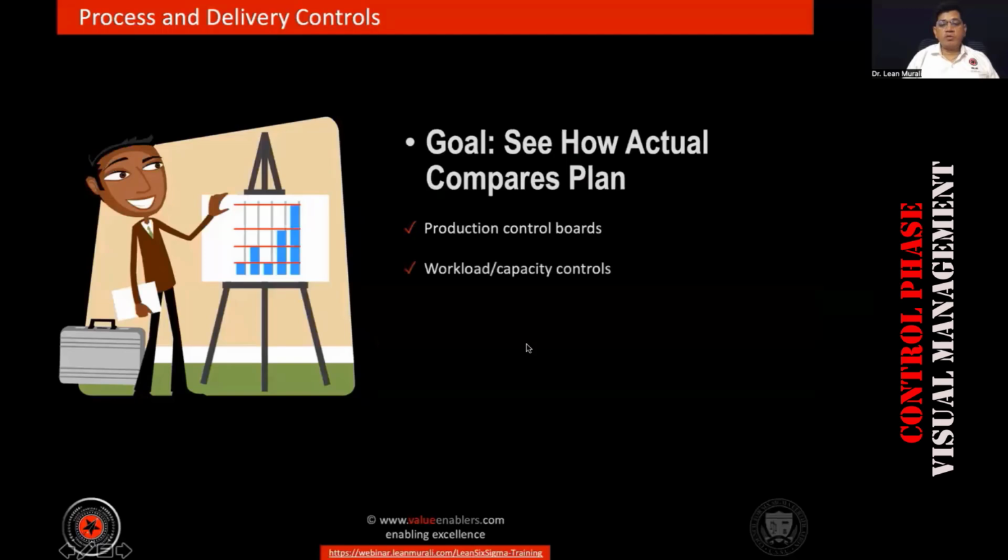Do you have production control boards? You have workload or capacity controls. You have delivery control boards. You have in-house vendors, outside vendors, Kanbans. If you can relate to this, type ICR in the chat box. So you might be having a lot of these, which are all called process and delivery controls. Go ahead and check on your shop floor. Kanban is the signboard, we'll explain towards the end. Okay, Kanban means signboard. We'll explain.